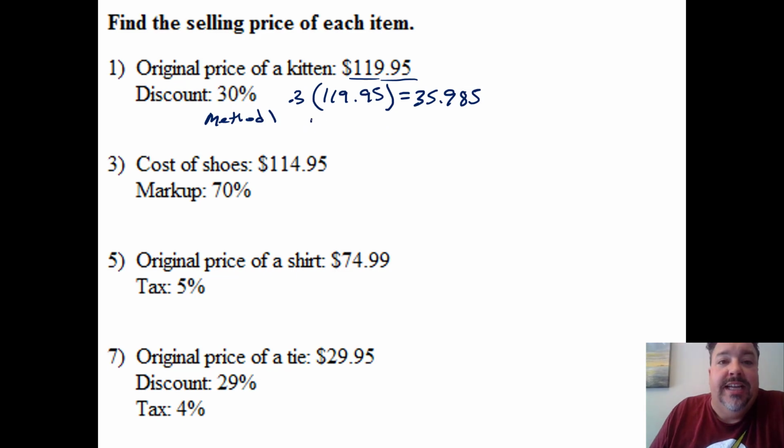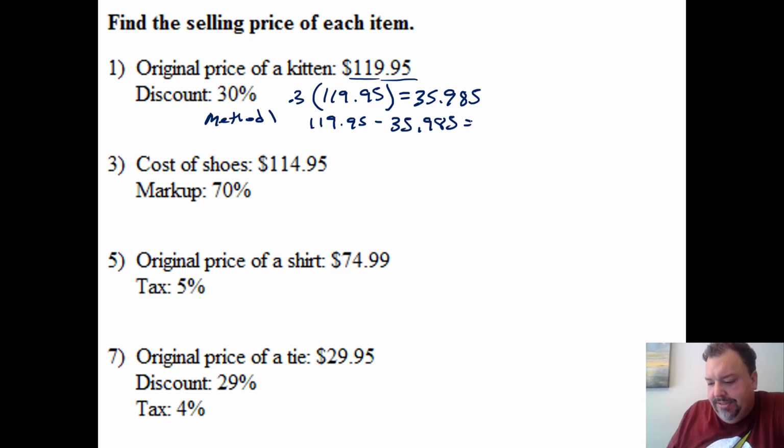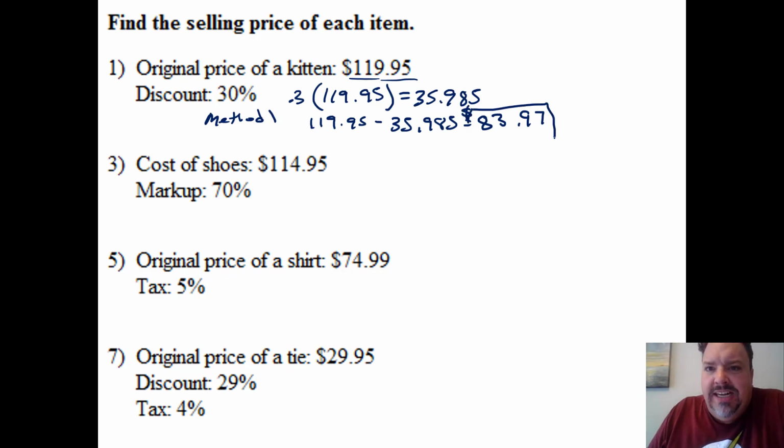So what we would have to do is take the 119.95 and subtract off the discount, 35.985, to get our final answer. And typing that in, and of course, since we're talking about money here, we're going to round our answer to the nearest cent. So this comes out to $83.965, which is going to round to $83.97. So there is our final price after the discount.